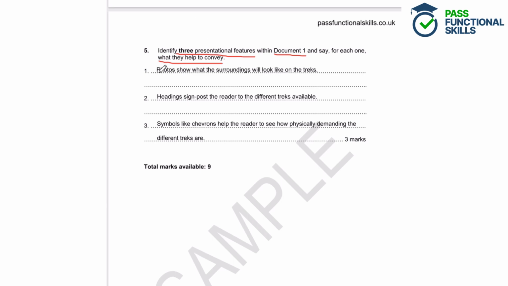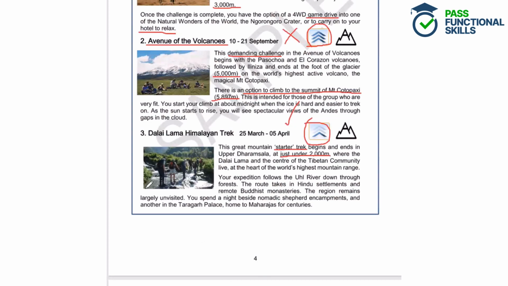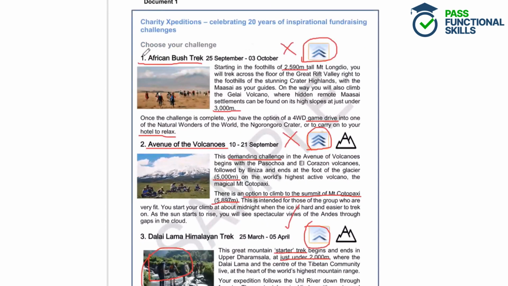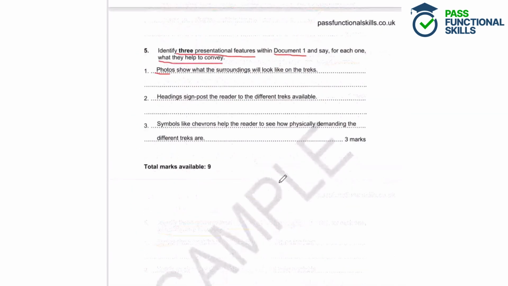So the students identified photos in document 1. We can see that there are photos used. And we've also got some subheadings in here for each trek. And we've got a numbered list that tells us about the 3 treks. We've also got things like icons. We've got paragraphs. So a range of presentational features there.